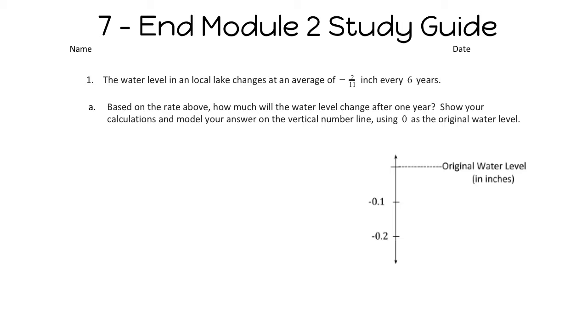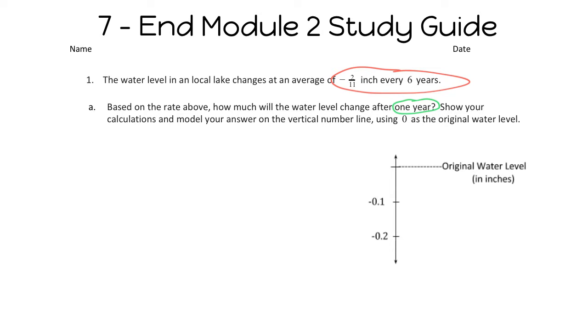Number 1. The water level in a local lake changes at an average of -2/11 inches every 6 years. A. Based on the rate above, how much will the water level change after 1 year? Show your calculations and model your answer on the vertical number line using 0 as the original water level.